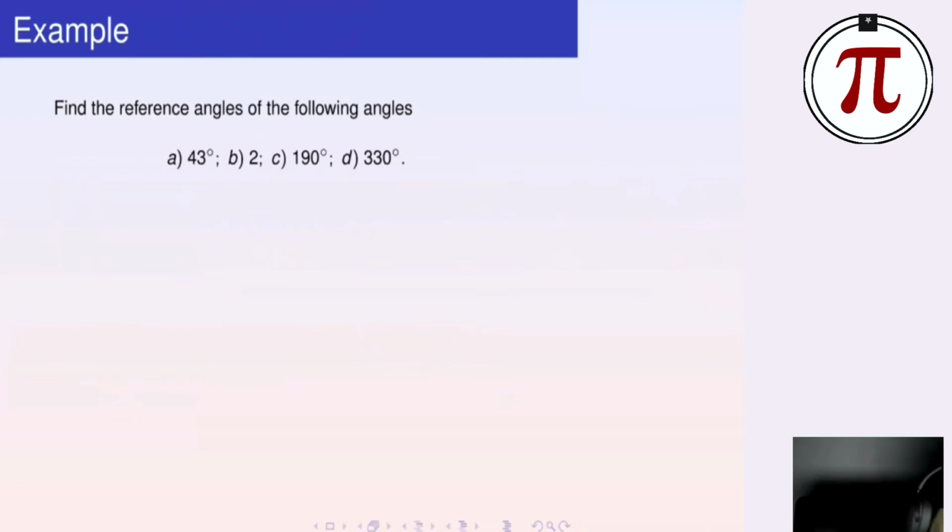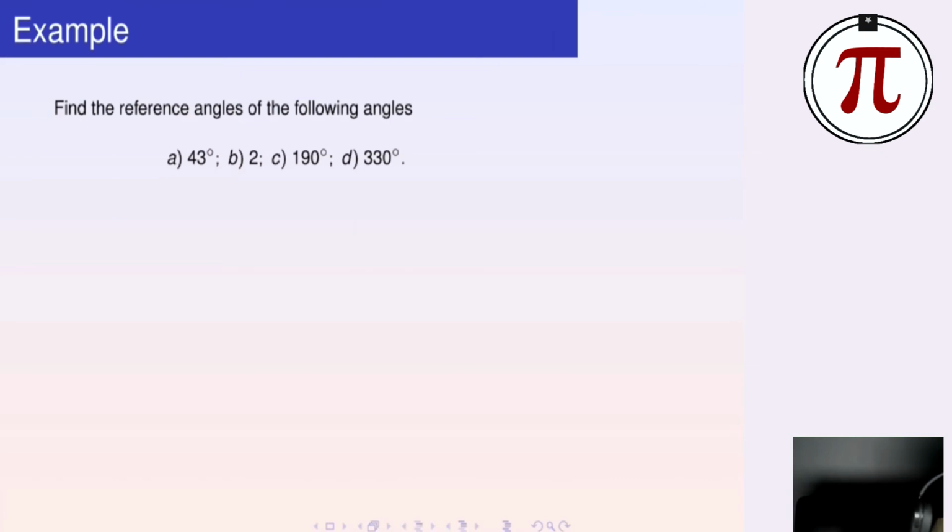So Joshua, can you read for us, please? Find the reference angle of the following angles: 43 degrees, 2, 190 degrees, and 330 degrees. Very good. All right, thank you, Joshua.